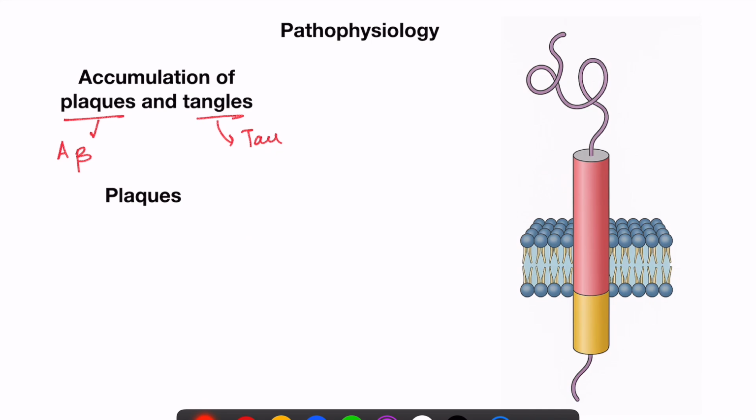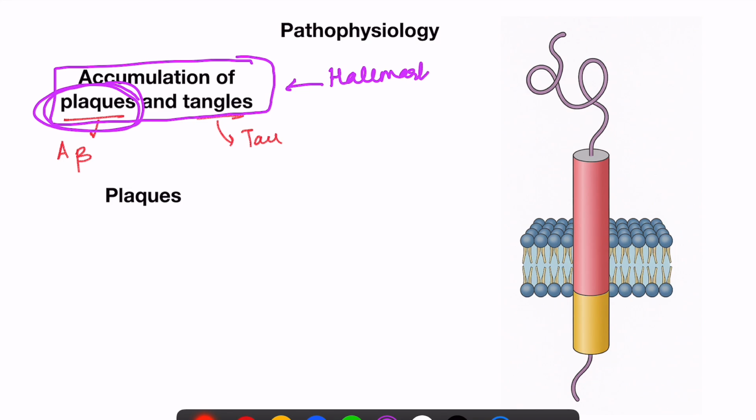So how does this neurodegeneration happen? The key event is the accumulation of plaques and tangles. Accumulation of the plaques is the main inciting factor for the disease, and this accumulation of plaques and tangles is the hallmark of Alzheimer disease. But remember, tangles can be seen in other diseases as well. In fact, plaques are the pathognomonic feature of Alzheimer disease. The main pathophysiology is accumulation of plaques, which ultimately leads to formation of the tangles.